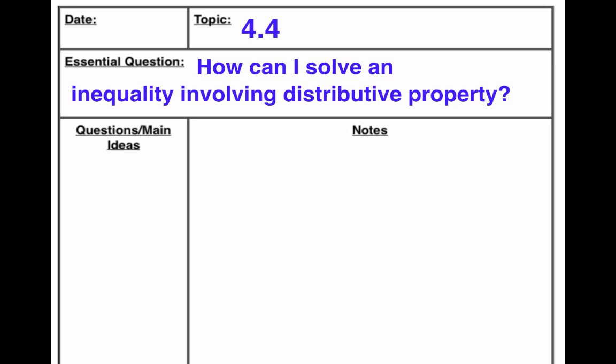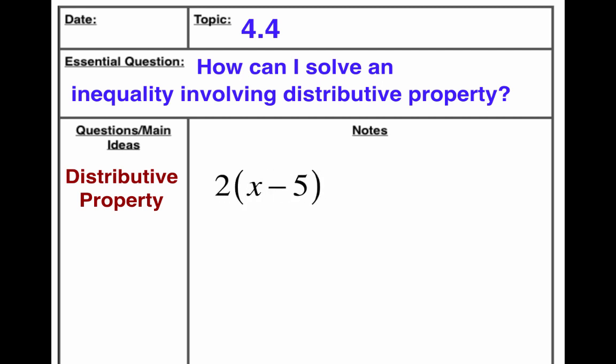So distributive property may or may not be something new to you. I'm not sure how familiar you are, so we're going to get into what that is. Distributive property is when we have a parenthesis problem. 2(x - 5) is a distributive property situation. What it means is 2 times x minus 5.